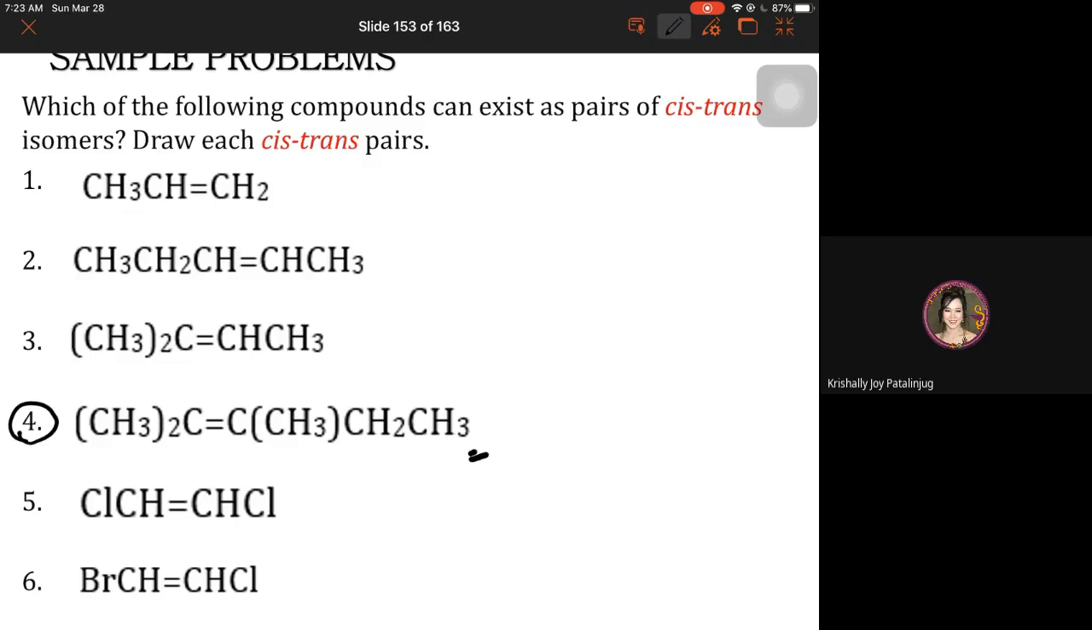Sabi sa question, which of the following compounds can exist as pairs of cis trans isomer? So you have to check first if saang molecule dito ng alkene can exist in a cis trans isomer. Then that's the time you draw the cis trans pairs. For molecule number 4, go directly with the double bond carbons. Try to check if each double bond carbon may naka-attach na hydrogen. 'Di ba yan yung pinaka goal natin, pinaka criteria natin for it to be regarded as cis trans isomerism.